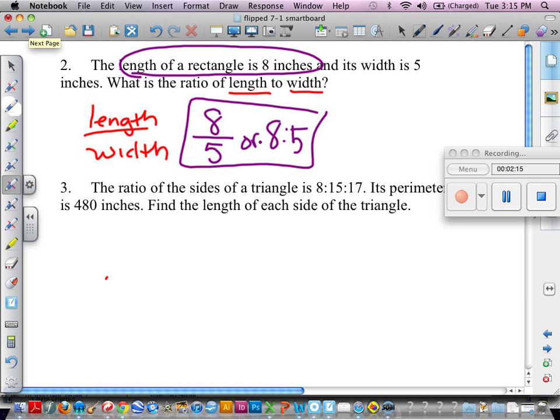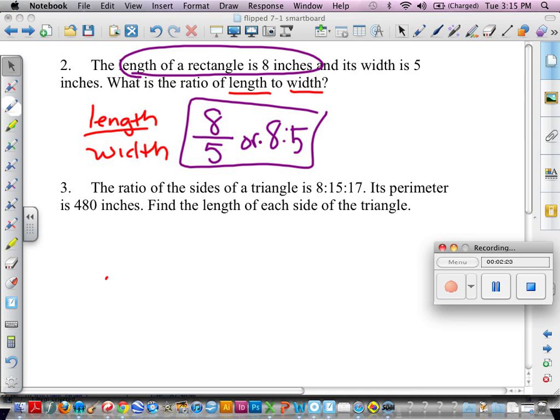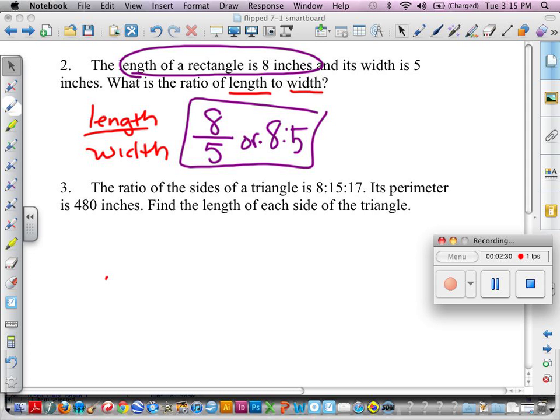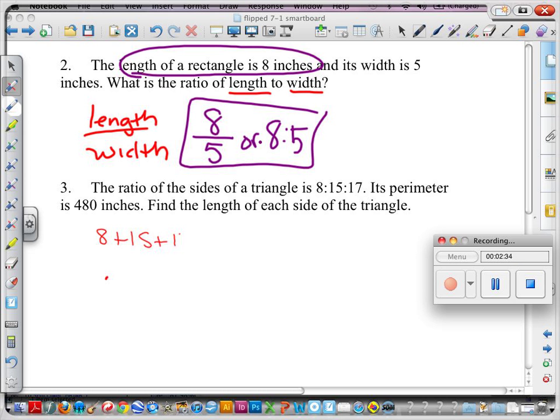In number 3, they give you the ratio of the sides of a triangle are 8, 15, and 17. It says its perimeter is 480 inches. Find the length of each side. Now those are not actually the sides there. You see that? 8, 15, and 17. That perimeter would be 40, and that's not correct.